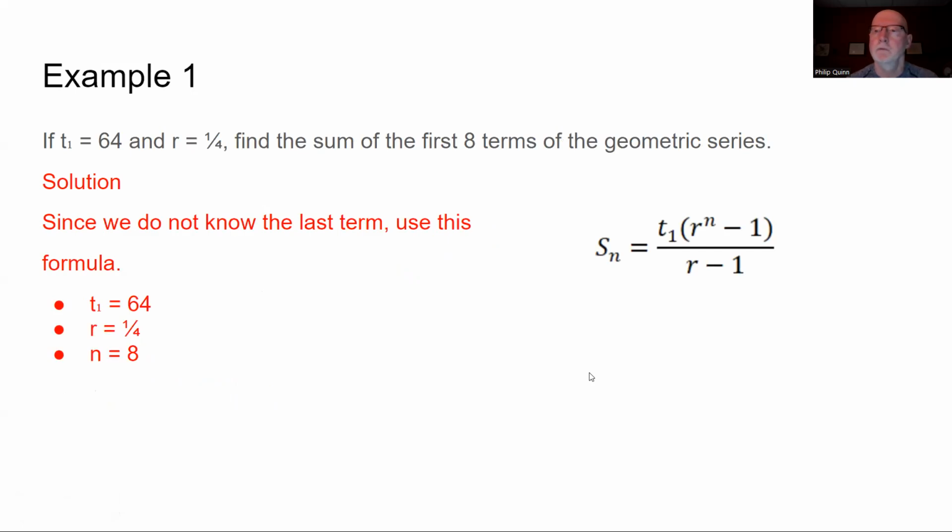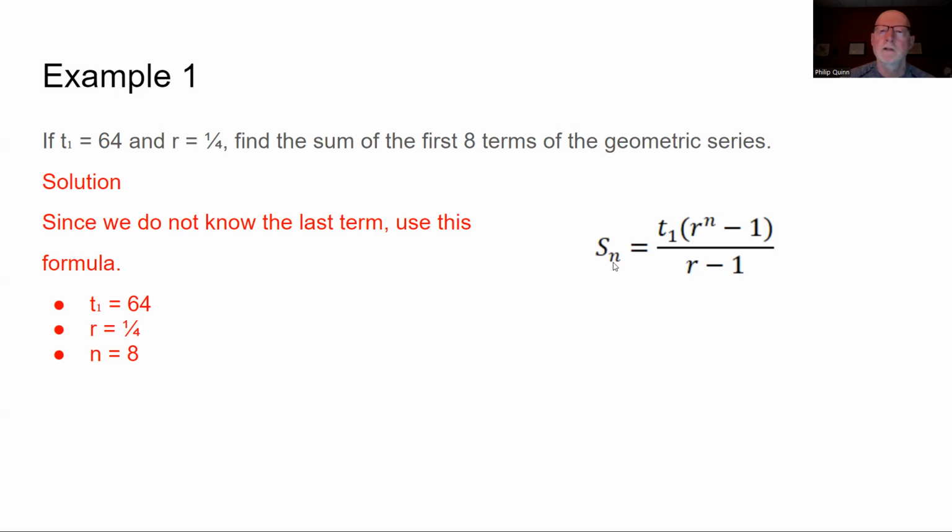So let's look at some examples now. We've got the first term, 64, and the common ratio is a quarter. So remember, the common ratio is the number that's multiplied by each term to get the next term. We want to find the sum of the first 8 terms of the geometric series. Now, since we do not know the last term, we're going to use this formula over here. So it's the first one we looked at.